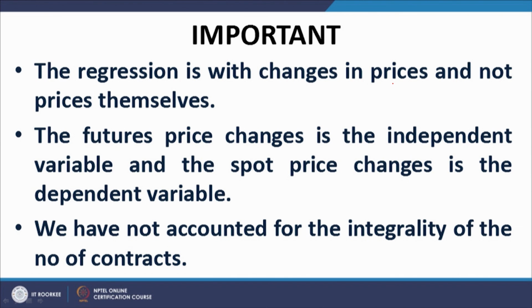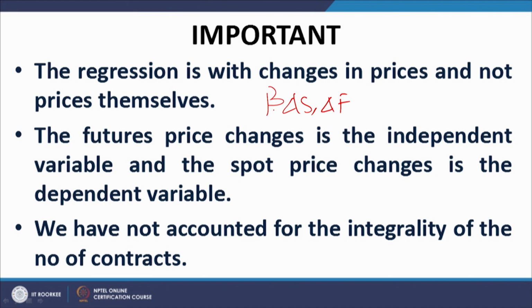So, now we will talk about some important observations on this. The regression is with respect to changes in prices and not prices themselves. If you look at this, we have talked about beta delta S comma delta F. So, we are talking about regression involving changes in prices, not prices themselves. It is not beta S comma F, it is beta delta S comma delta F. So, the regression equation for working out the hedge ratio has to be arrived at using changes in prices.